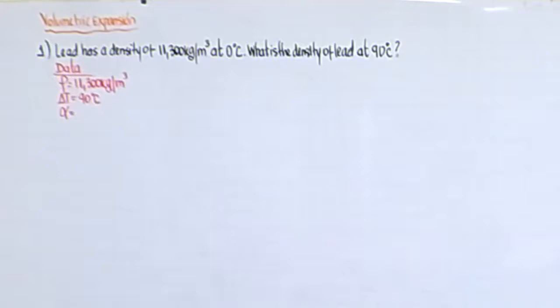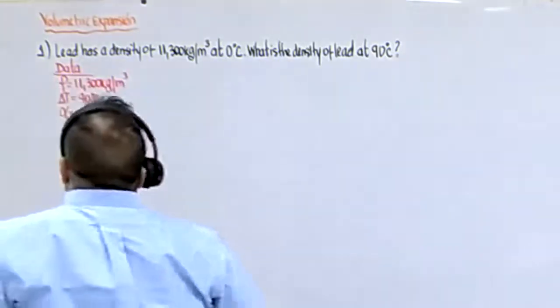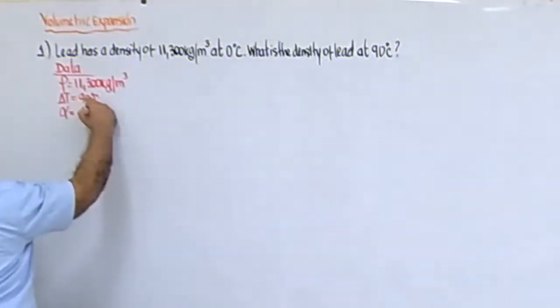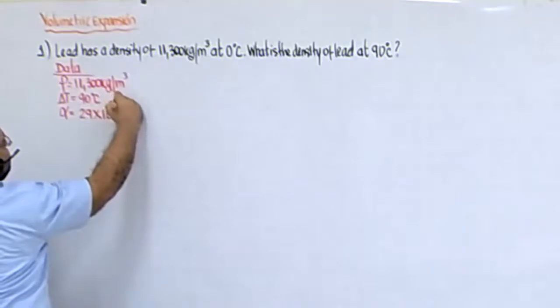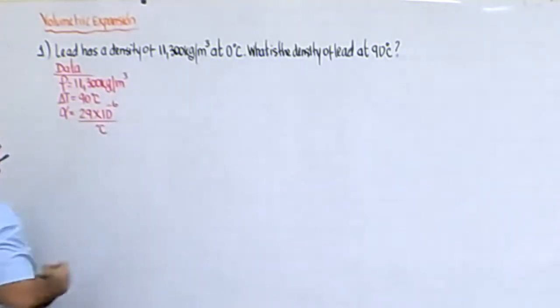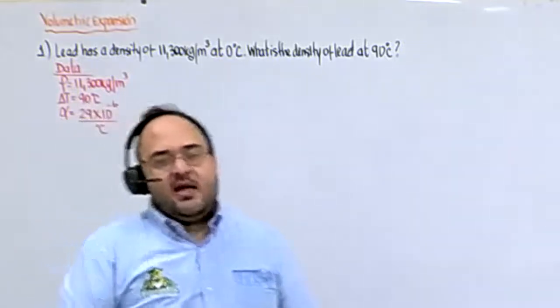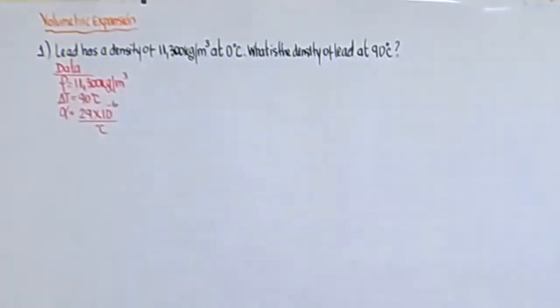Tell me, what will be then the alpha for lead? Oh, sorry, the alpha for lead will be 29 times 10 to the negative 6 power per Celsius degree, or Celsius degrees to the negative 1, okay? Both expressions are the same. The question of the problem is, what will be the new density of the lead?